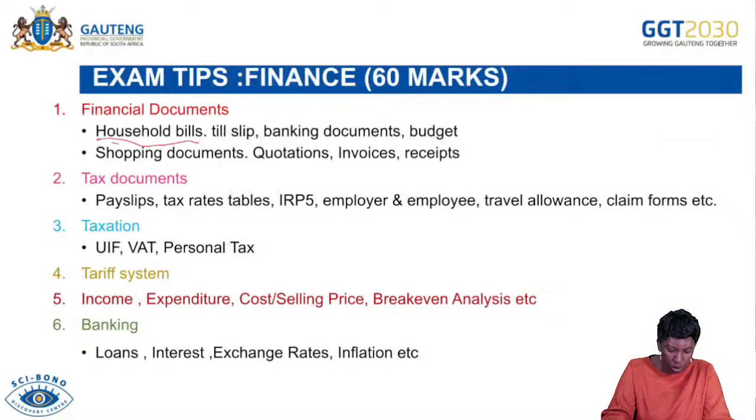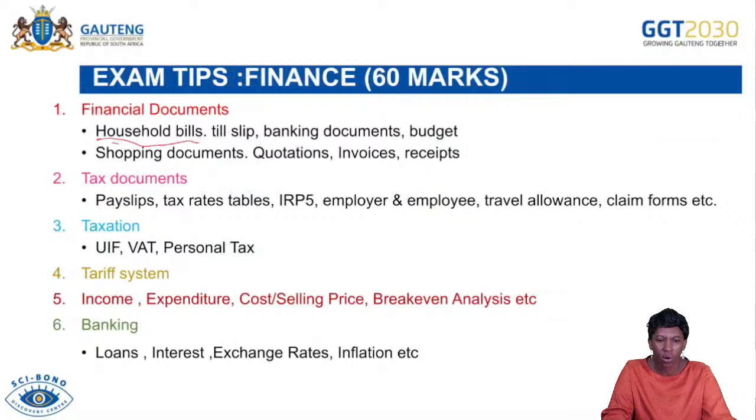And then we have the shopping documents, your Truworths account, your Woolworths, all those financial documents, the shopping ones. And then the quotation, for example if I want to buy material for building maybe a room. Remember we said we are now preparing ourselves for the world. We need to know things that we are going to use when we finish our high school, our grade 12, and go out there and live.